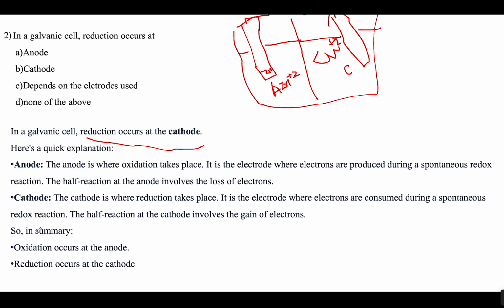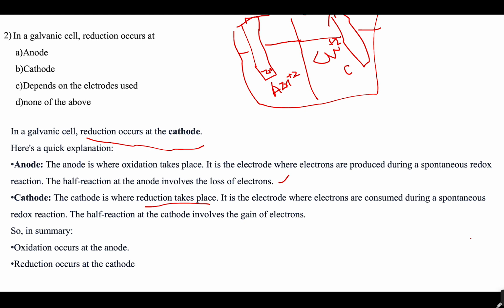So we can very easily explain it in a quick explanation. The anode is where oxidation takes place. It is the electrode where electrons are produced during a spontaneous redox reaction. The half reaction at the anode involves the loss of electrons, whereas at the cathode, reduction takes place. It is the electrode where electrons are consumed during the spontaneous redox reaction. The half reaction at the cathode involves the gain of electrons.